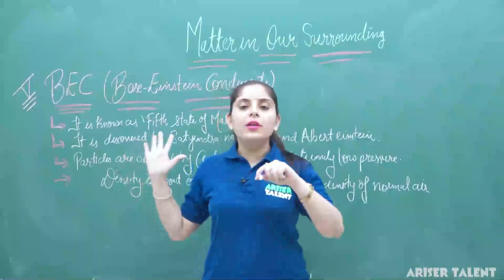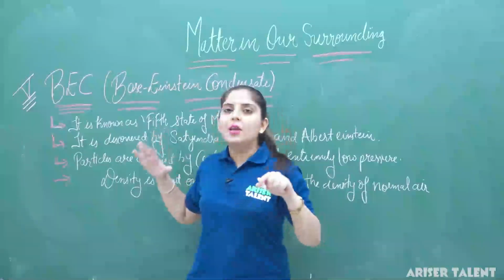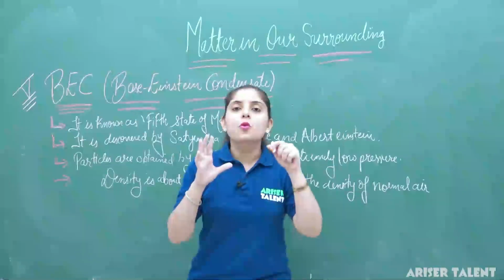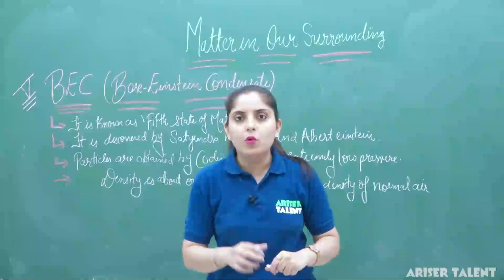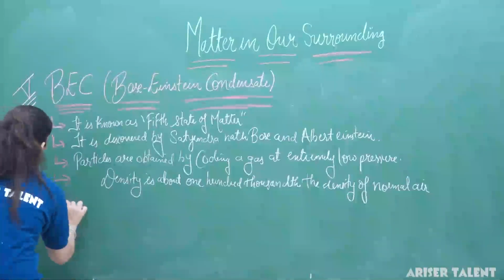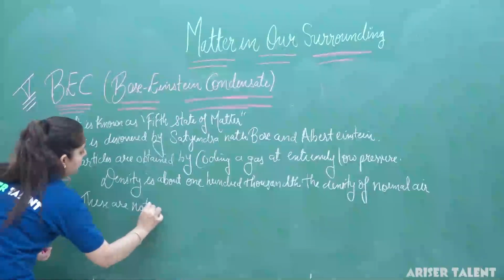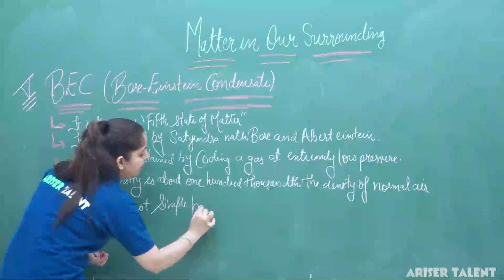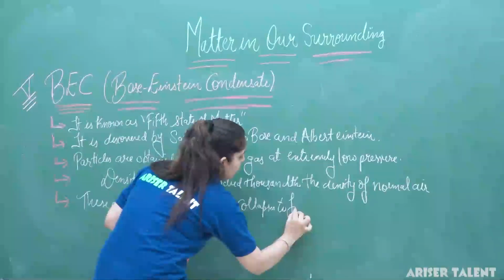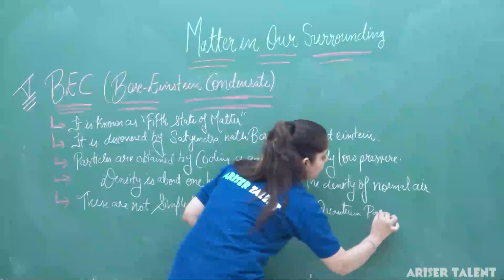Now this is not a simple form of matter; it collapses to give you quantum particles. It means BEC cannot be compared with solid, liquid and gas that we have discussed, because this is not a simple form of particle. It collapses to give you quantum particles, which have a particular wave function. These are not simple particles, but they collapse to form quantum particles. It means it has found its application in quantum physics.